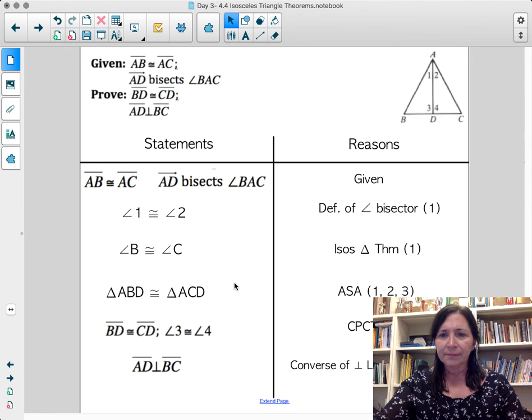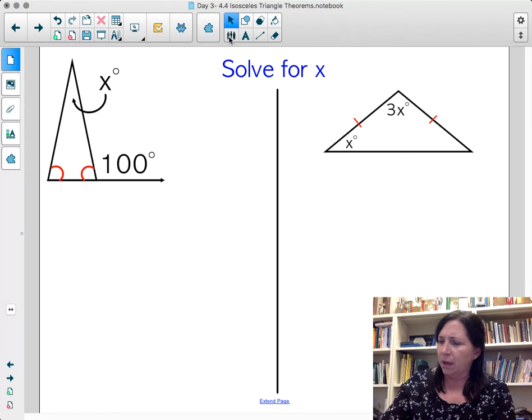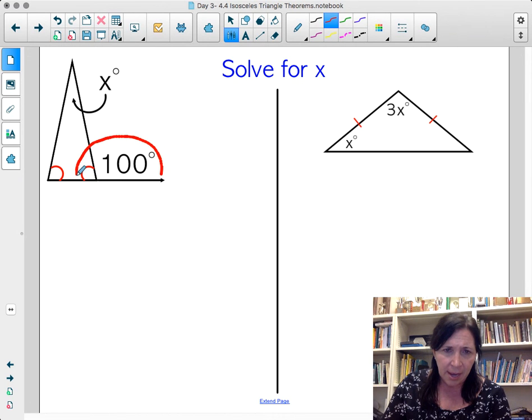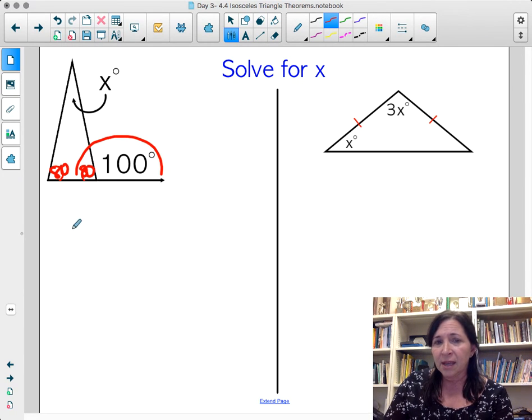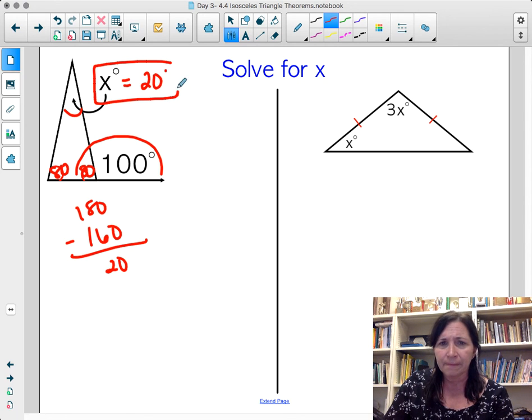Alrighty. So a couple of quick equations. We know that's x. This is a line, and that makes that 80. And these are the same. 80 and 80 is 160, and 180, which is the sum of all my angles, minus 160 is 20. So x must equal 20 degrees.